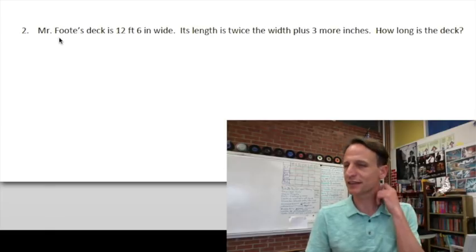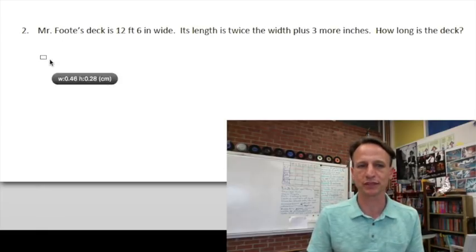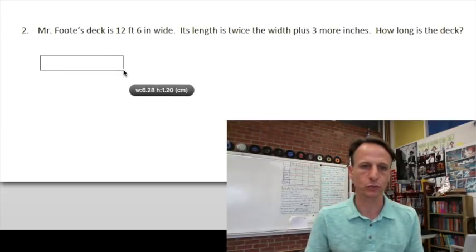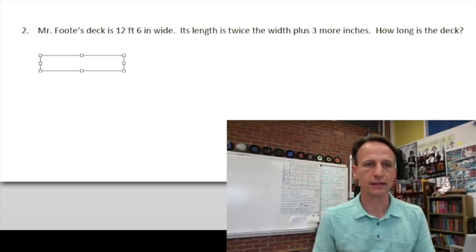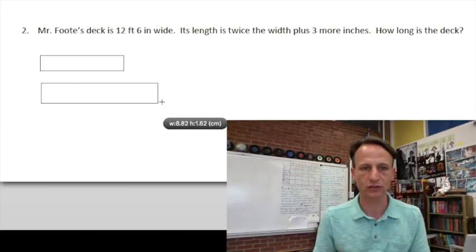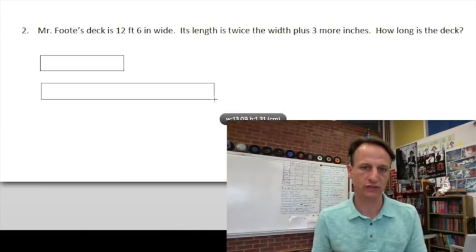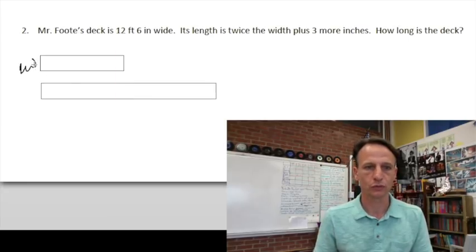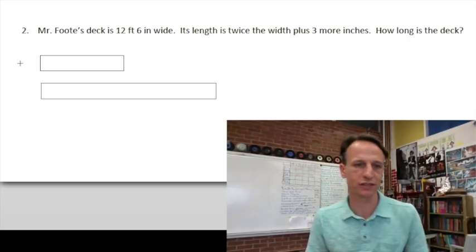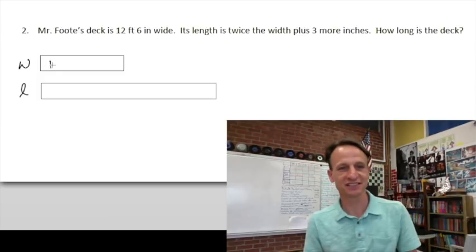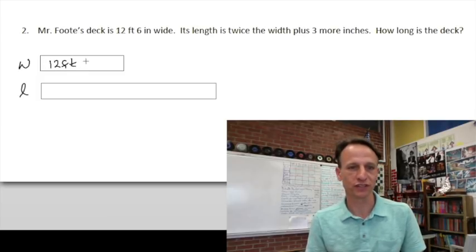I know it's kind of weird, but instead of drawing the deck, I'm going to make two separate tapes, one for length and one for width. Let me start with width. The length is going to be twice the width and 3 inches more. So this is width, the worst W ever, and that's length. I'm going to try harder and still fail. All right, 12 feet 6 inches is our width.